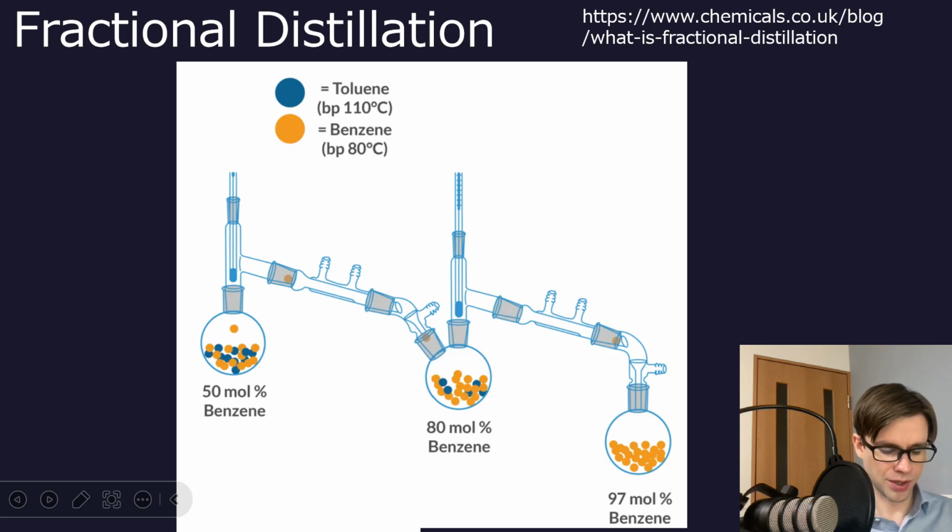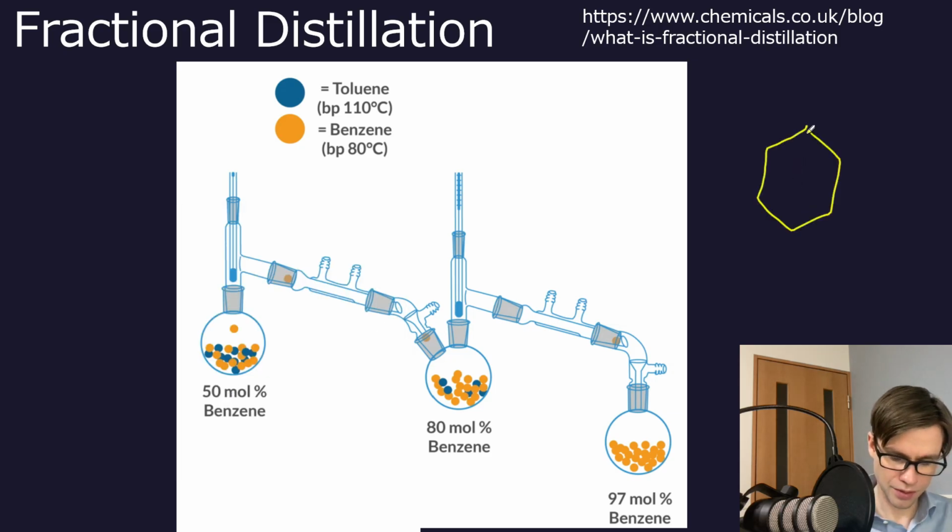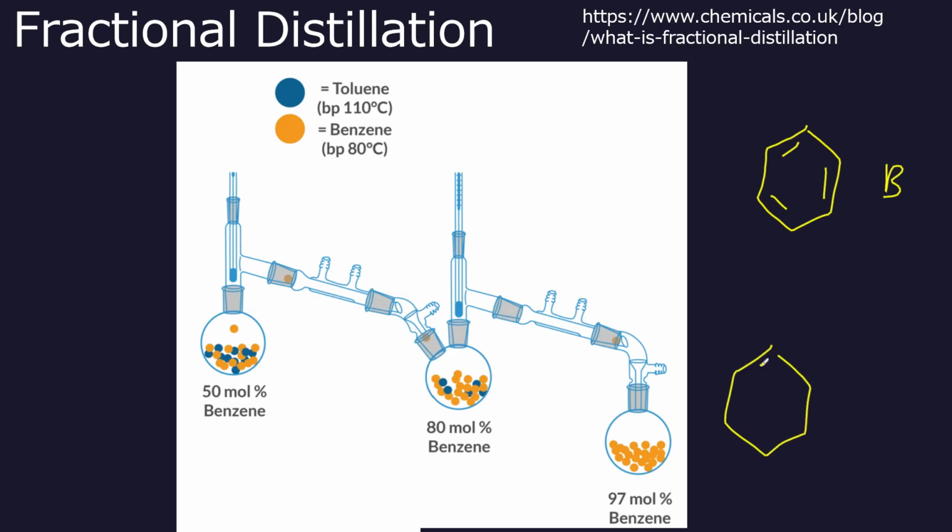For example, if we start with toluene and benzene, I'll just draw the structures of those so you know what we're dealing with here. Benzene, hexagon with alternating single double bonds. Toluene is the same, just it has one extra methyl group attached, CH3. So these are very similar. They belong to the same homologous series, but they can be separated with distillation.